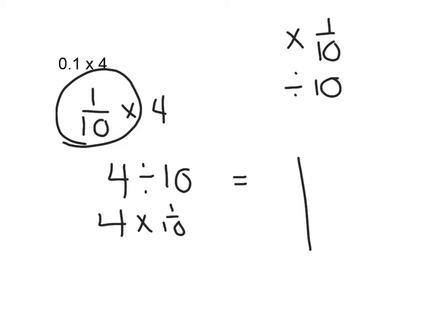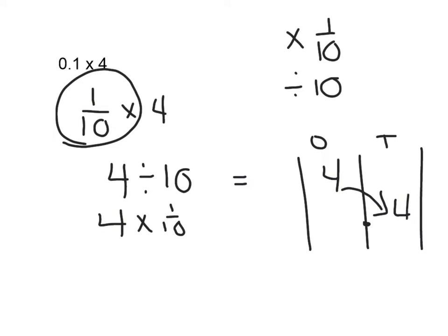Absolutely. If we have a place value chart and we have 4 in the ones place, we would move the 4 into the tens place to divide it by 10. So the answer is 4/10. So 1/10 times 4 equals 4/10.